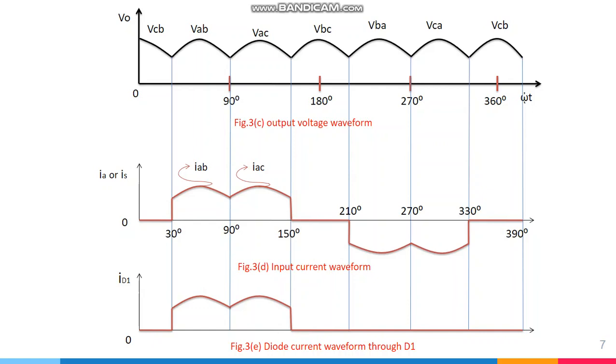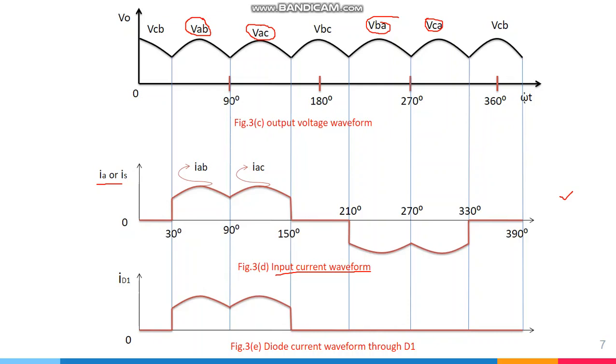Now if I want to look at the input current waveform drawn from the specific phase, it can be shown by this diagram, figure 3D. Corresponding to figure 3C, if I am considering this only for phase A, the current from phase A will be drawn during these time intervals when we have VAB, VAC, VBA and VCA.